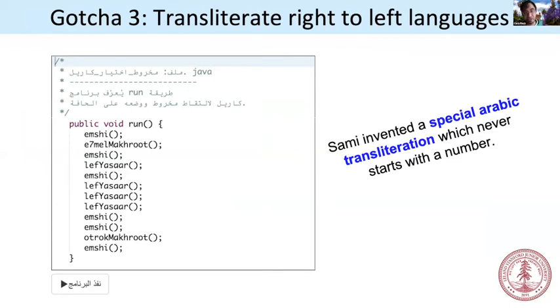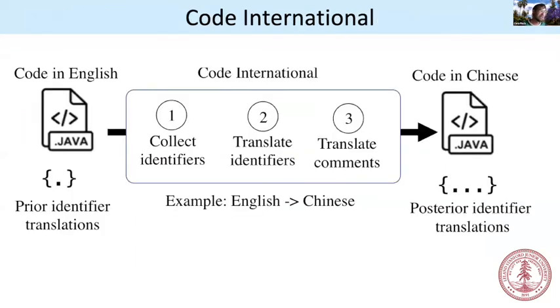People do use transliteration. We learned that from looking at GitHub. And Sami invented a particular transliteration that works for code. So you can transliterate code. You can come up with identifiers that make sense to Arabic speakers, but also compile nicely, and they work left to right.